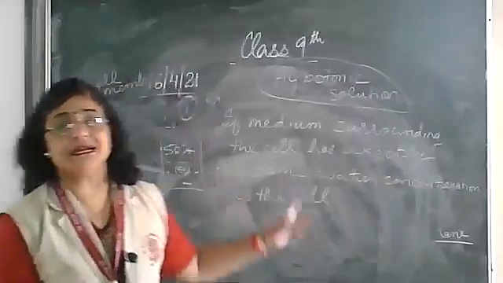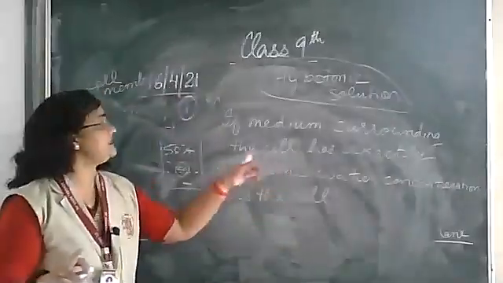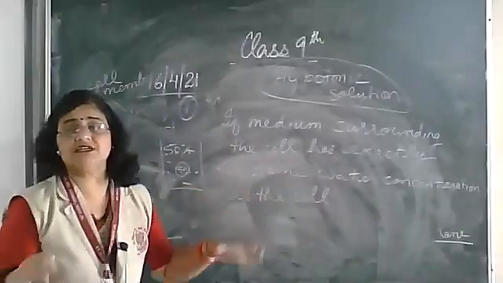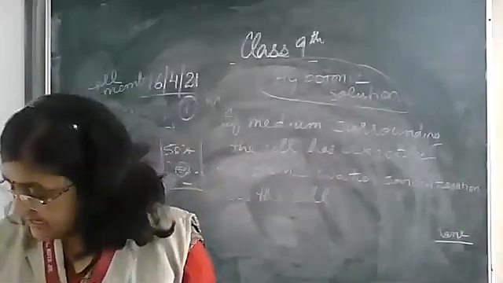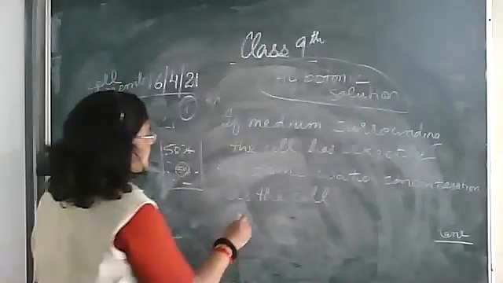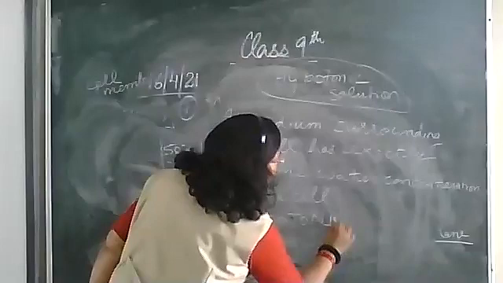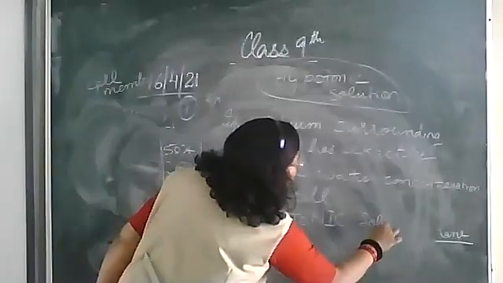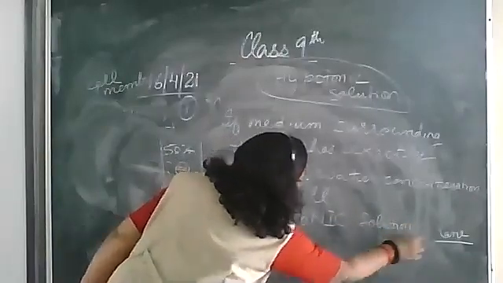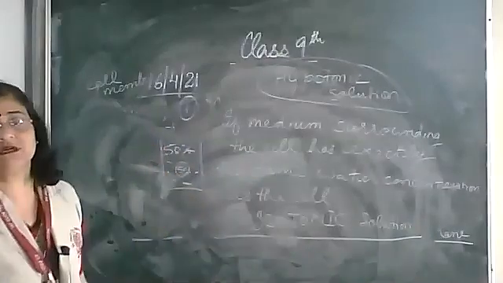So if the medium surrounding the cell has exactly the same water concentration as the cell, then such a type of solution is called an isotonic solution.